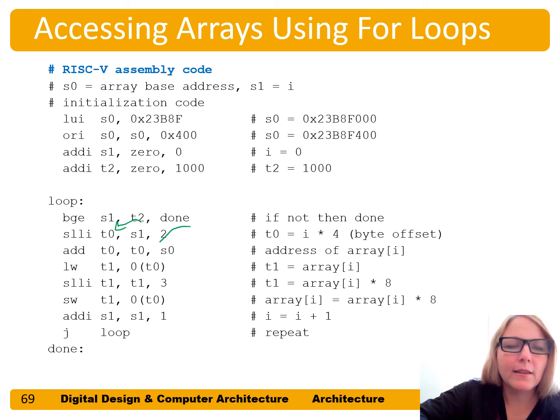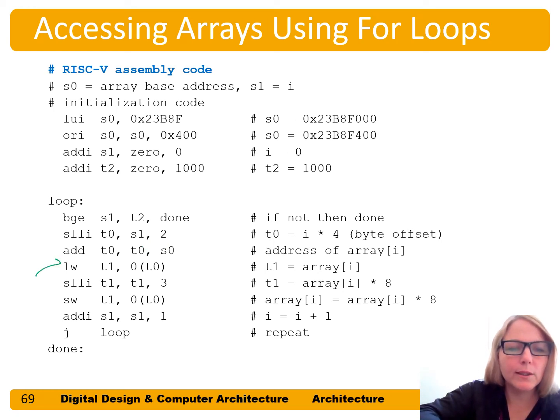Now we're going to add our base address, S0. Remember we loaded S0 with our base address. And we're going to then add that offset here. So now we have the address of array sub I. So in the first case, it's S0 plus 0. The next case, well, index I is 1, and so 1 times 4 is 4. And we're going to get 4 plus the base address. Next time, index is going to be 2, but 2 times 4 is 8. So we're going to get 8 plus the base address, and so on.